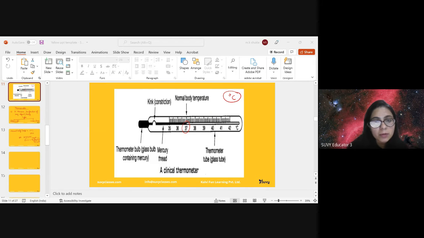The maximum and minimum temperature of the previous day reported in weather reports are measured by the thermometer called the maximum minimum thermometer. So I have told you the main two types, clinical and laboratory thermometer. There is one another type, that is maximum and minimum thermometer, that is used in obtaining the weather reports. Like in your newspaper, you generally see that today's temperature is this, and yesterday's temperature was that, and today is hotter than yesterday. These are measured by the maximum and minimum thermometer.